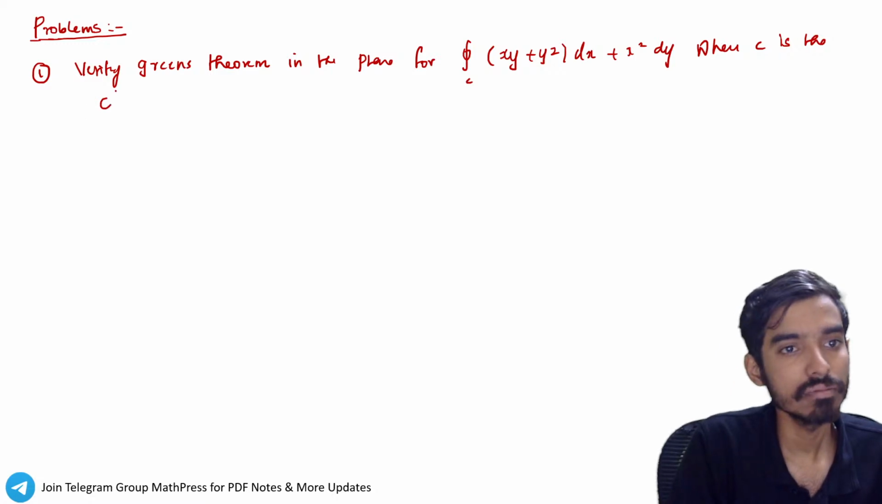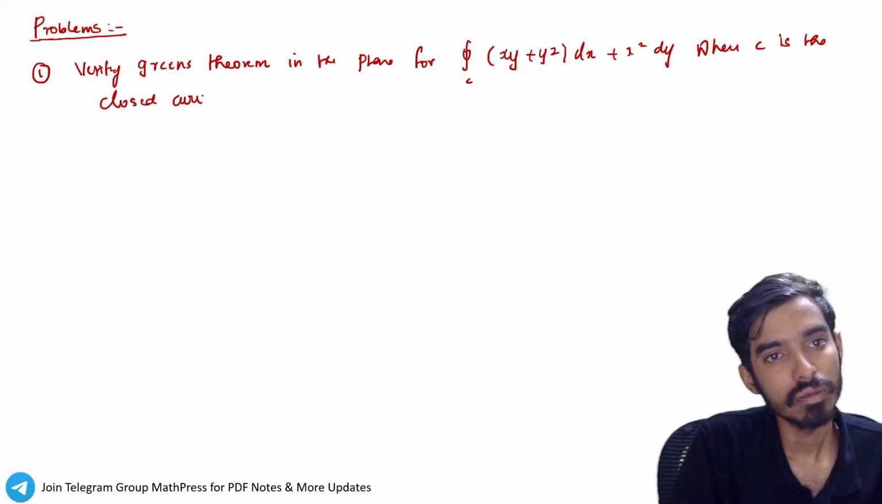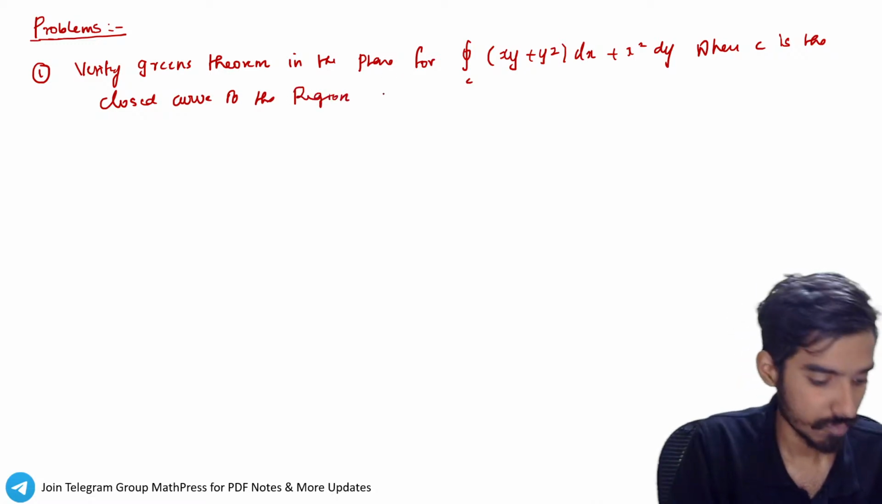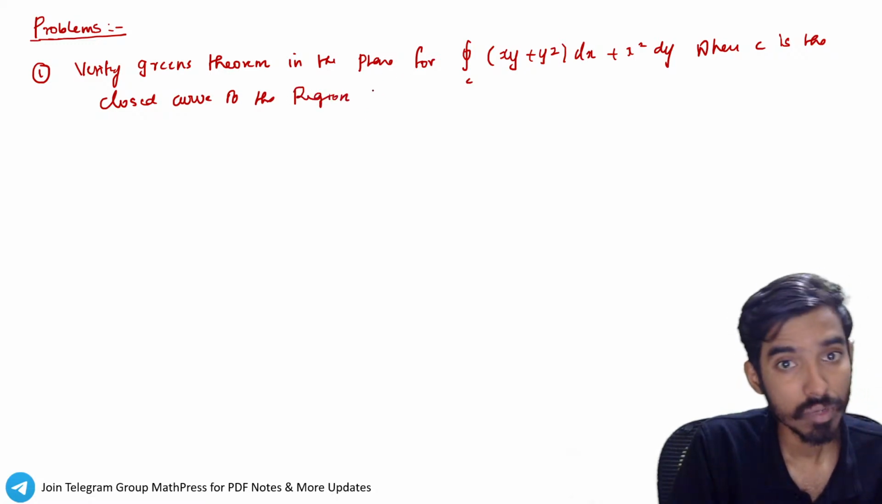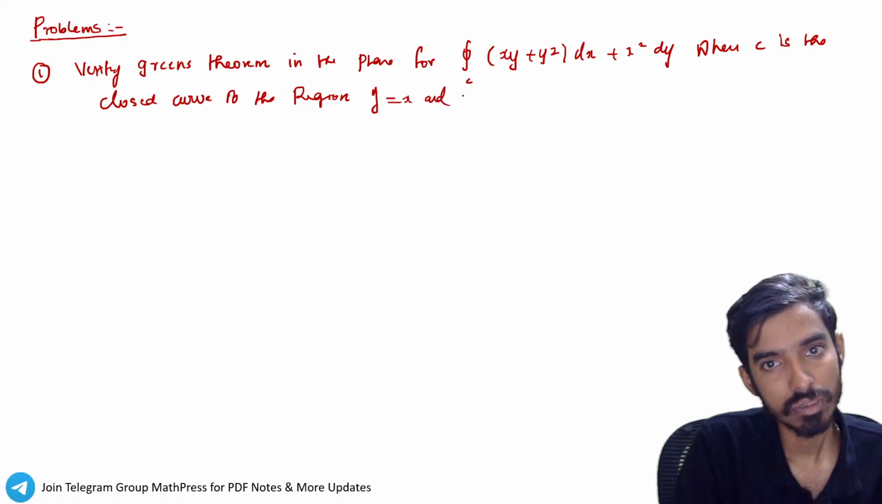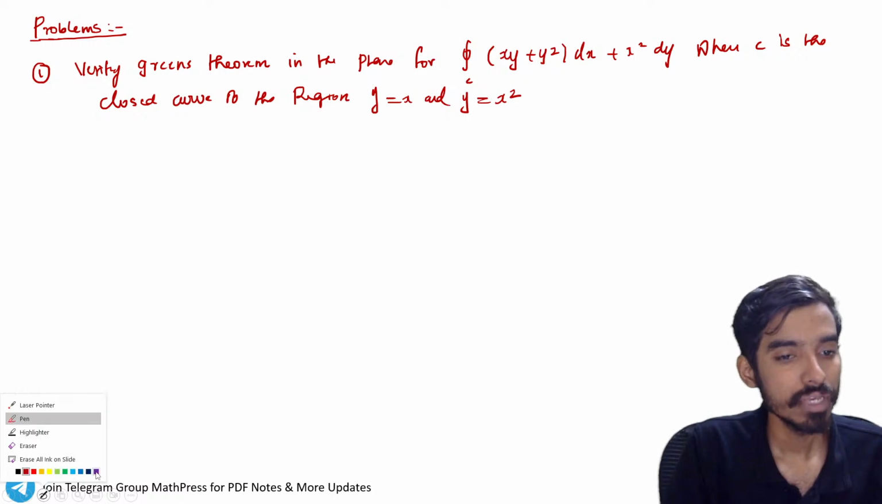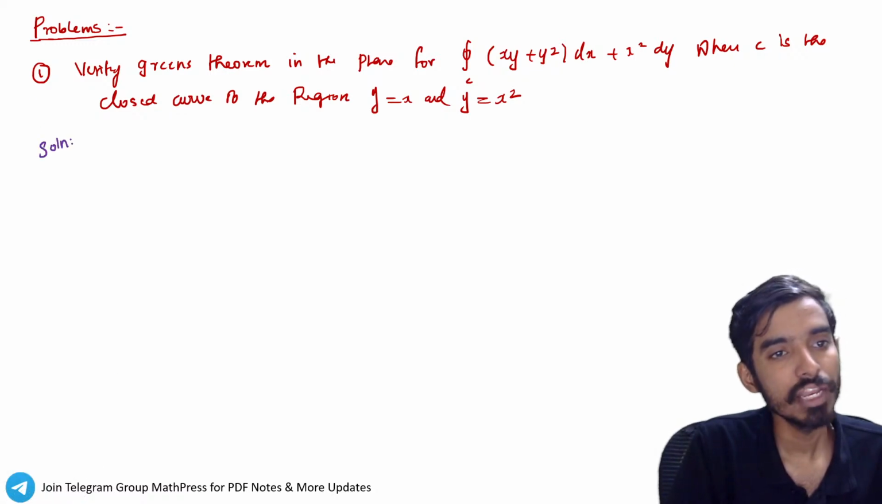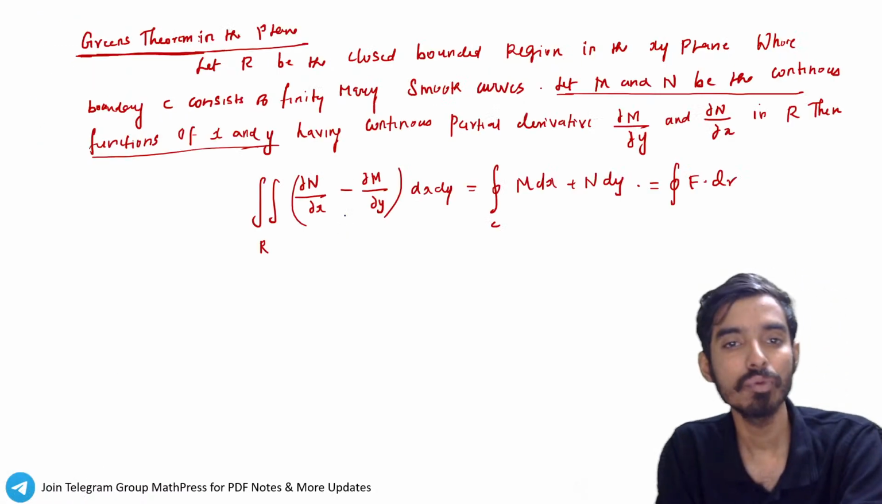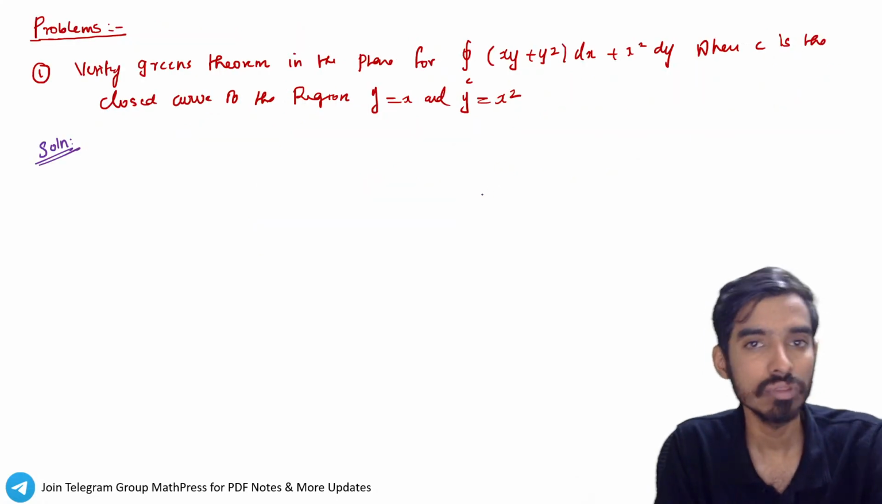where C is the closed curve of the region y is equal to x and y is equal to x square, right? So we'll do this problem. Very easy problem. You just have to verify Green's theorem. That means you need to prove this LHS and RHS both are same, right?